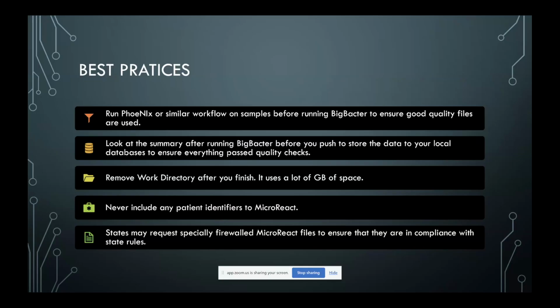Also, I think you should remove the work directory wherever you're housing this pipeline run. It takes a lot of gigabytes of space. It's very space intensive. I think this is obvious for most of you, but you should never include any patient identifiers in MicroReact. It's housed on a web browser. And if your state isn't comfortable with you using it as a web browser, I think MicroReact provides accounts and will create specially firewalled accounts for you. You can reach out to them to be in compliance with your state's rules, and it's worth doing. I think you can probably speak a little bit more with Virginia on that. I believe they've done that.